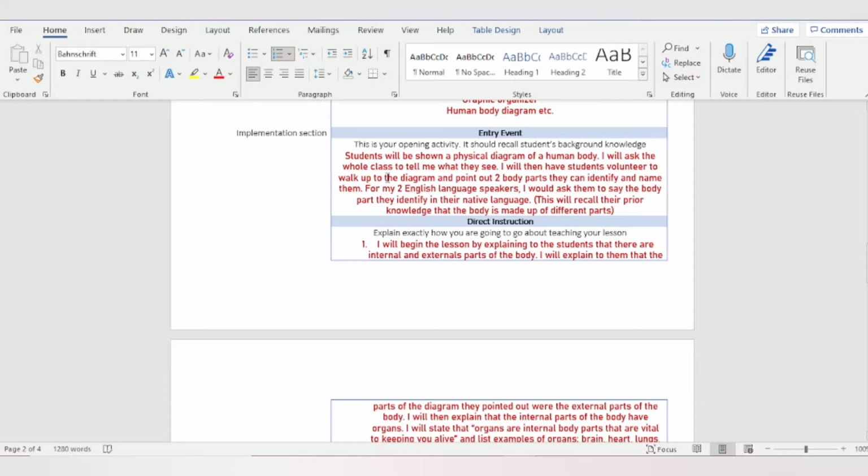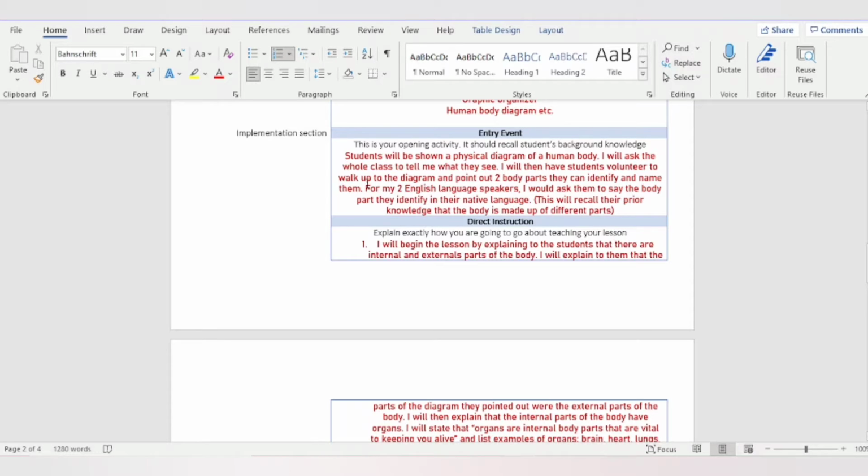I will ask the whole class to tell me what they see. I will then have students volunteer to walk up to the diagram and point out 2 body parts they can identify and name, and ask them to name them. For my 2 English language speakers, I would ask them to say the body parts they identify in their native language. This will recall their prior knowledge that the body is made up of different parts.